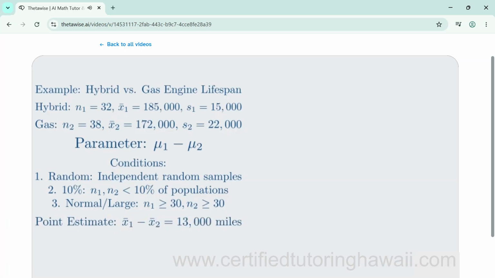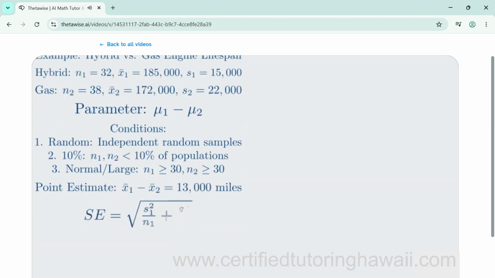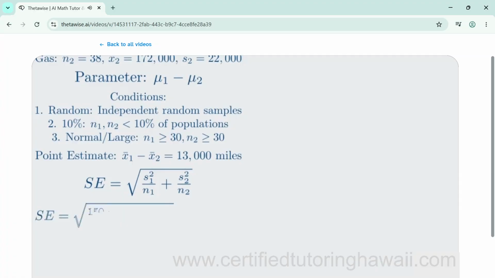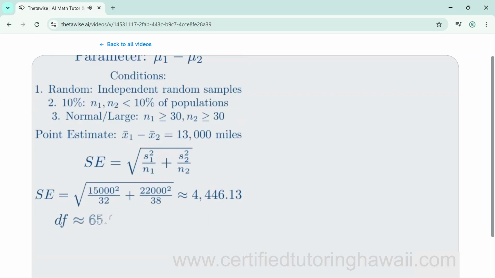Our point estimate is 185,000 minus 172,000, which is 13,000 miles. Next, we calculate the standard error using the formula for the difference between two means. Plugging in our values, we get the square root of 15,000 squared over 32 plus 22,000 squared over 38, which is approximately 4,446.13. Using technology for degrees of freedom, we get roughly 65.6. For a 95% confidence level, this gives us a t-star of approximately 1.997.